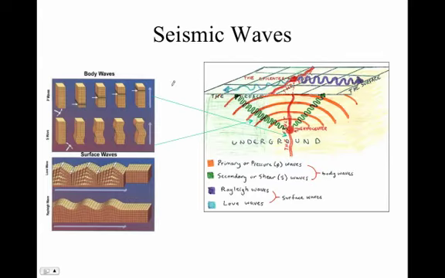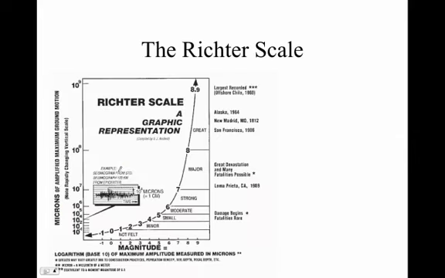Here are 3 seismic waves again. P waves, like the slinky. S waves, secondary waves. And L waves, which are surface waves. So fastest, second fastest, slowest, but cause the most damage.